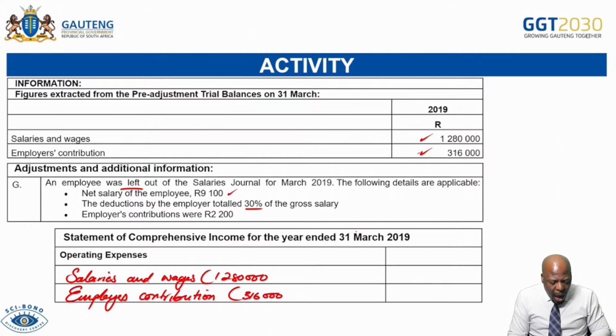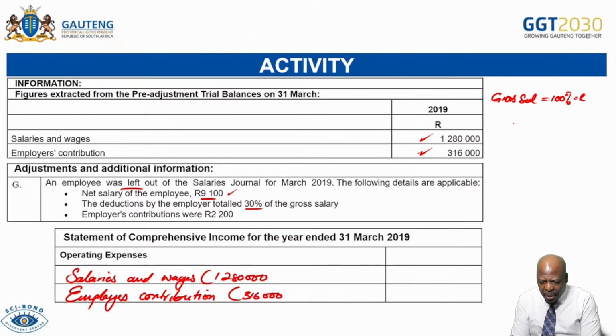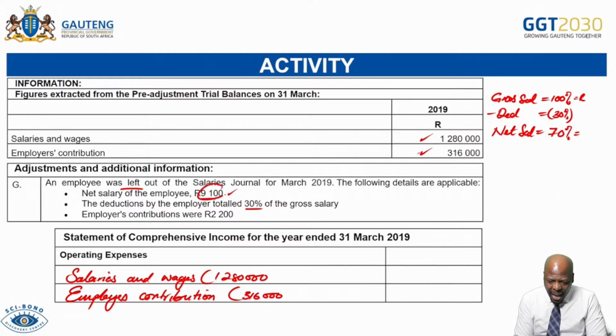Now, we are told that we have a net salary of 9,100. So we know that we have a gross salary, and that gross salary is 100%. In terms of rands, we don't know. And then we will subtract deductions. That one we know. And the deductions that we're subtracting here are 30%. Which therefore means we end up with what we call net salary. And that net salary is 70%. In terms of rands, we know it, 9,100.